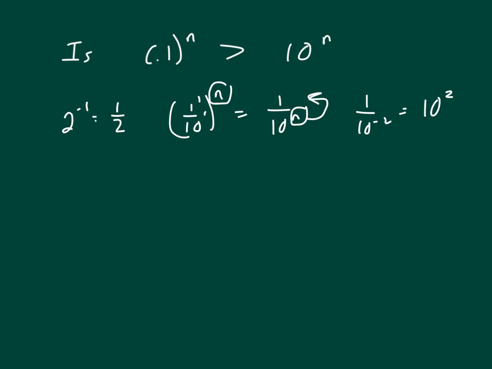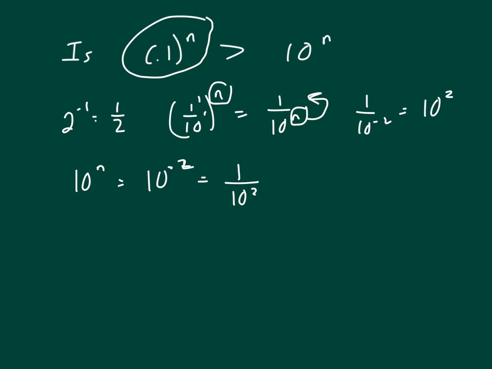Now, 10 to the n, if it's negative, 10 to the negative 2, that turns into 1 over 10 squared. So when n is negative, this thing gets bigger, and when n is negative over here, it gets smaller. Now, if n is positive on this side, if you square a number that's less than 1, a fraction, it just gets smaller and smaller and smaller.